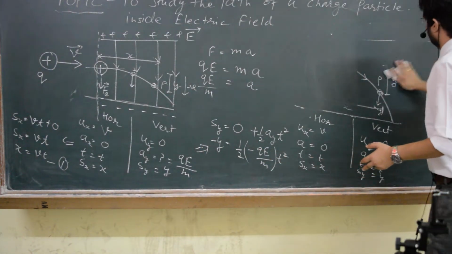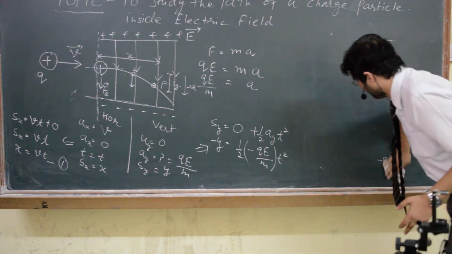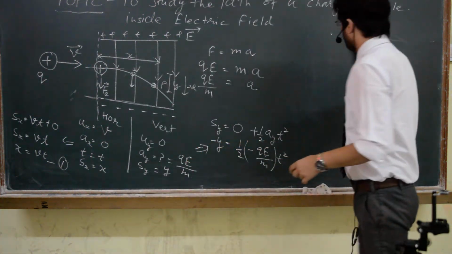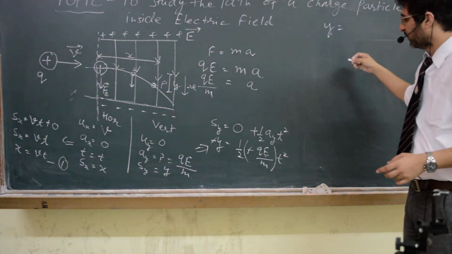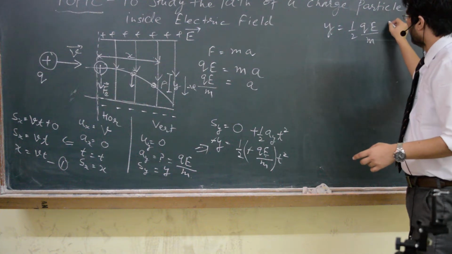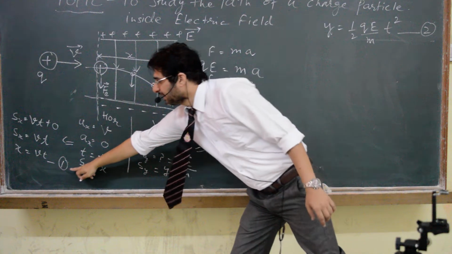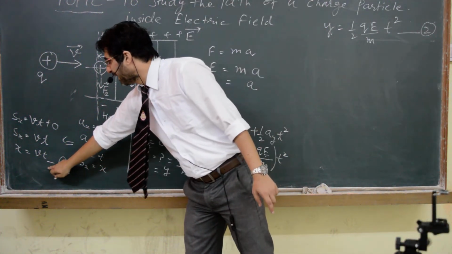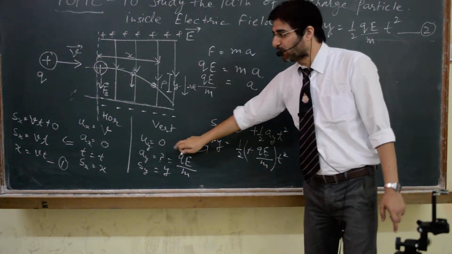So we have found the value of these horizontal and vertical locations. Now this equation can be written as, minus minus will get cancelled out, that means y is equal to half QE by m into t square. Now this is our second equation. This is the first equation and this is the second equation. This equation has been arrived from horizontal motion and this equation has been arrived from vertical motion.